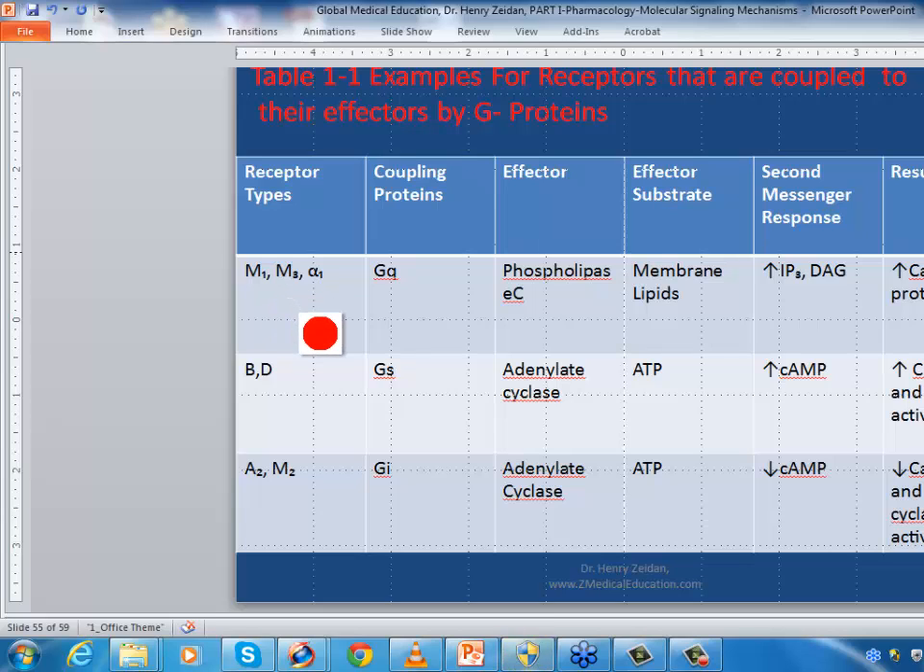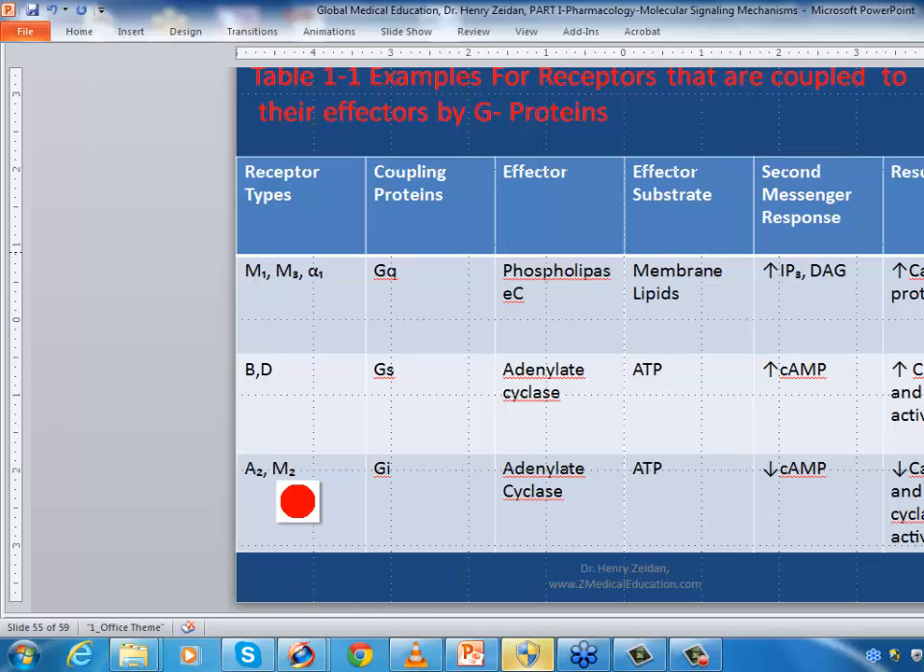So M1, M3, and alpha 1, they all follow Gq. They all follow protein kinase C. They all follow production of a second messenger such as inositol triphosphate and diacylglycerol. Beta receptors and dopamine receptors, on the other hand, follow Gs, the coupling protein, follow production of cyclic AMP, follow activation of adenylyl cyclase, follow production of calcium as a second messenger. So here you're dealing with activation of the Gs coupled system.